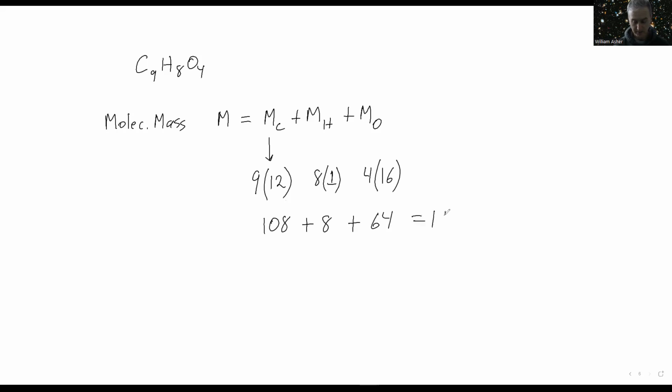I think we get 190. Right? I think 180. Sorry, 180. 8 plus 64 is 72, plus 108 is 180. So the molecular mass of aspirin, the acetylsalicylic acid, is 180. Right? It's really pretty simple.